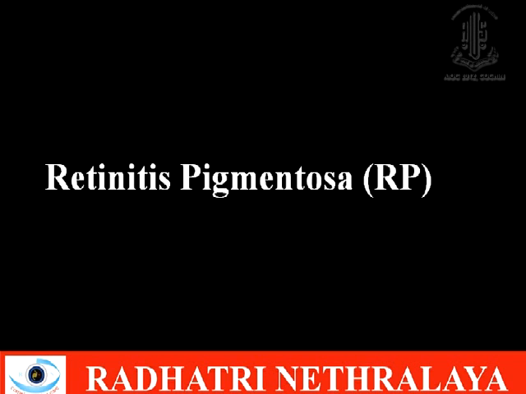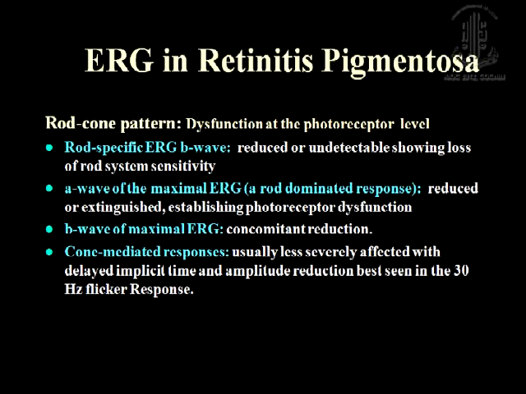Coming to RP, all of you are aware that in RP, that's basically a flat initial responses in ERG. It's a rod cone pattern. Basically in RP, there is a dysfunction at the photoreceptor level, and hence the rod specific B wave, that is a scotopic 24 decibel is flat. At the same time, the A wave is extinguished and the B wave shows a concomitant reduction of the maximal combined response, and the cone responses are variably affected depending on the severity of RP.